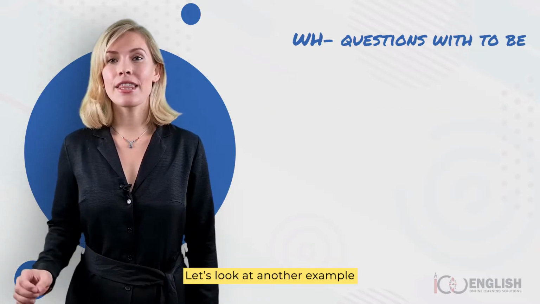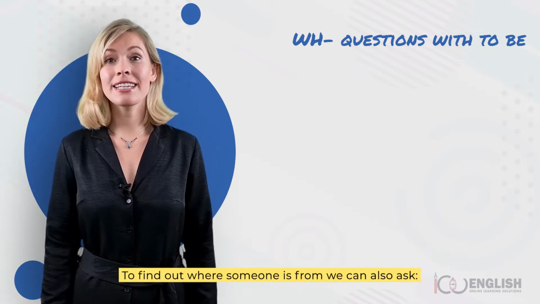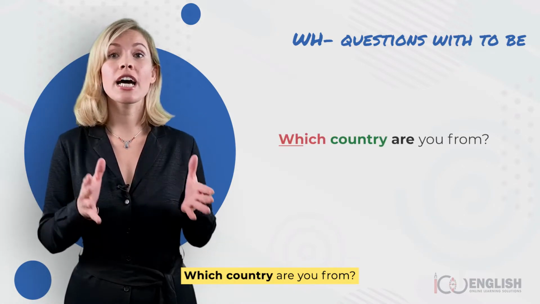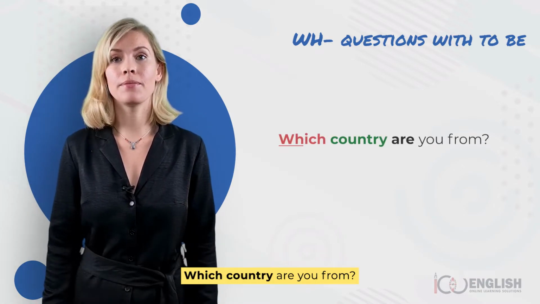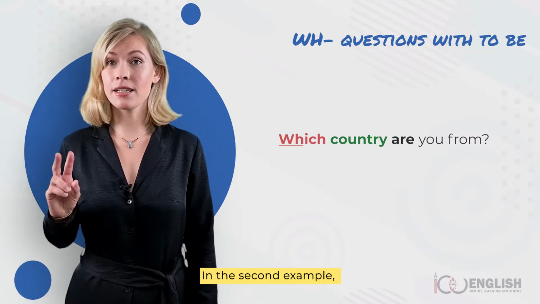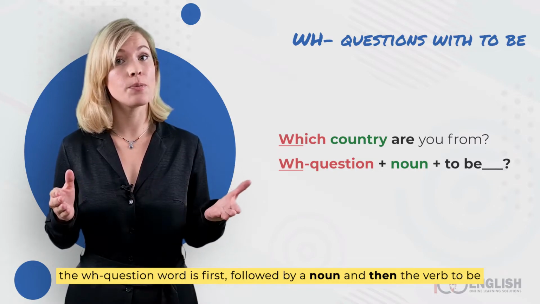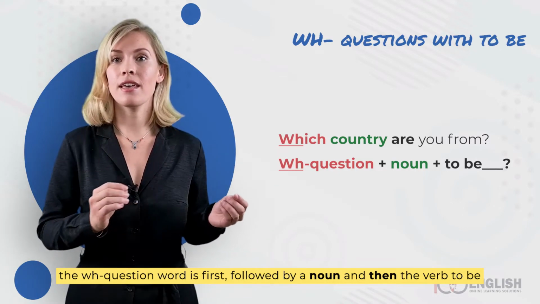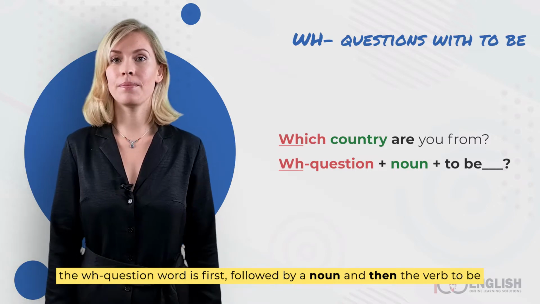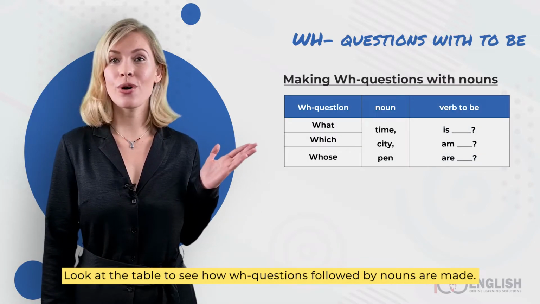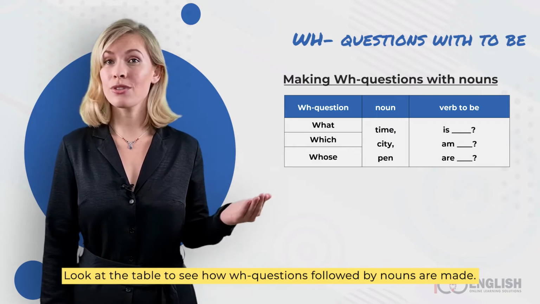Let's look at another example. To find out where someone is from, we can also ask, which country are you from? In the second example, the WH question word is first, followed by a noun, and then the verb to be. Look at the table to see how WH questions followed by nouns are made.